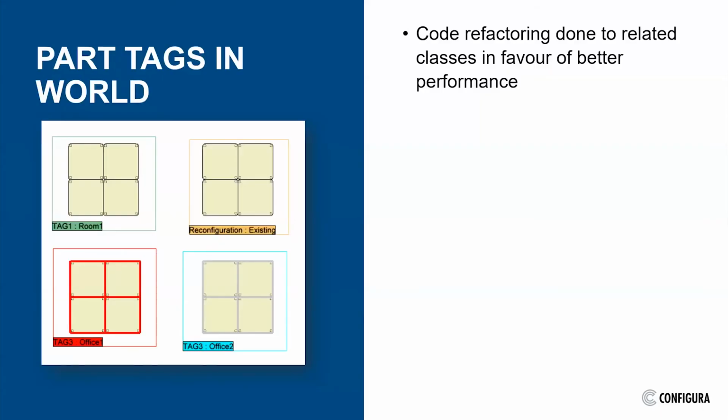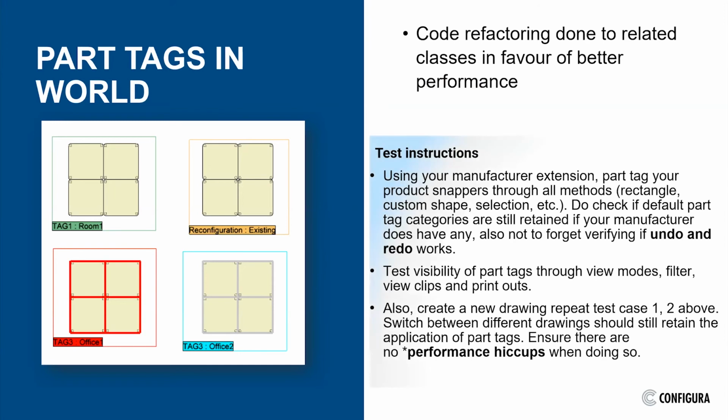Okay, so the first one: in CT 13.5, developers made some changes to certain classes, which is part of code refactoring. This was also done as part of the performance improvement efforts that the team has put in, because performance is something that we take into strict consideration for any implementation in CT. This one affects the part tagging in CT.